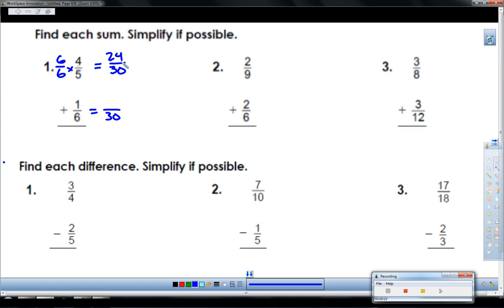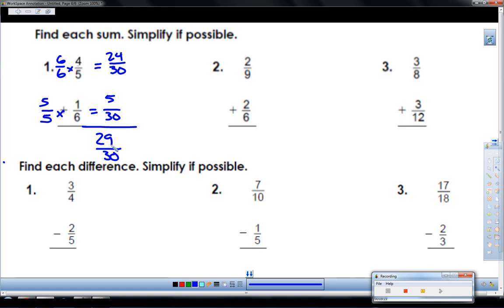How did I get from 6 to 30? 6, 12, 18, 24, 30. I started counting by the wrong thing. All right, that's 5 of those. So 5 times 1 is 5. When I add, 30 stays 30. My pizzas are cut into 30 slices. 24 plus 5 is 29.